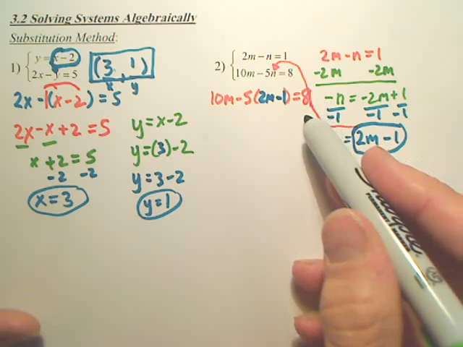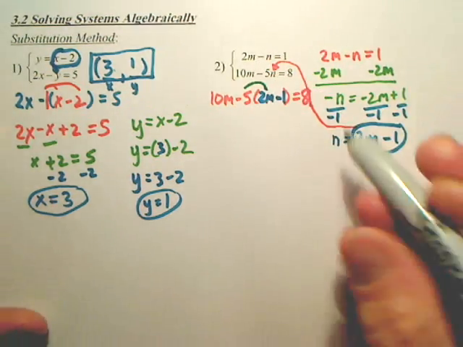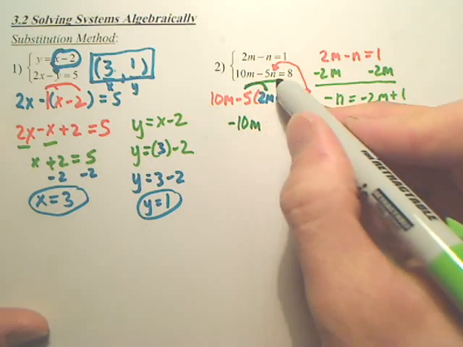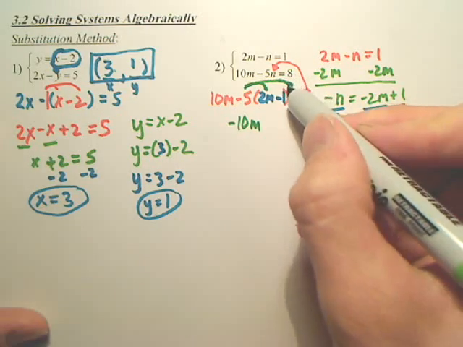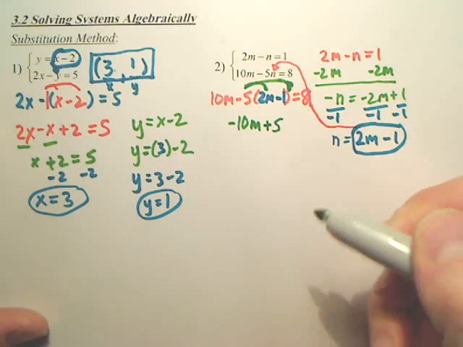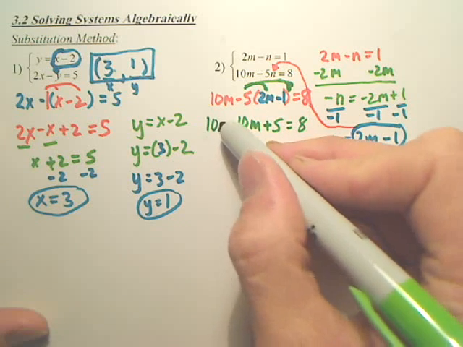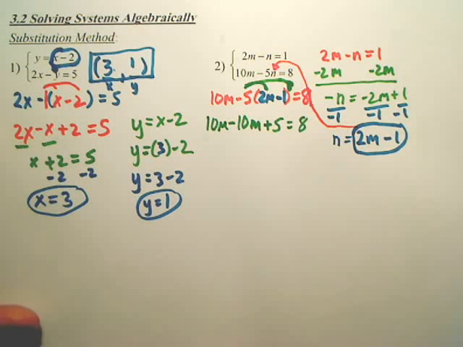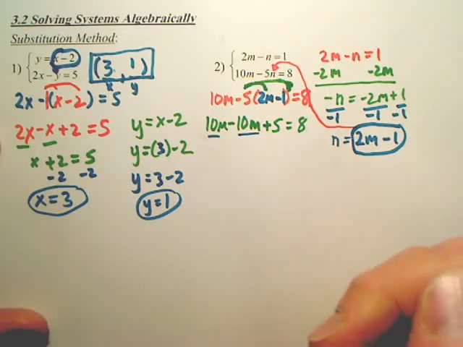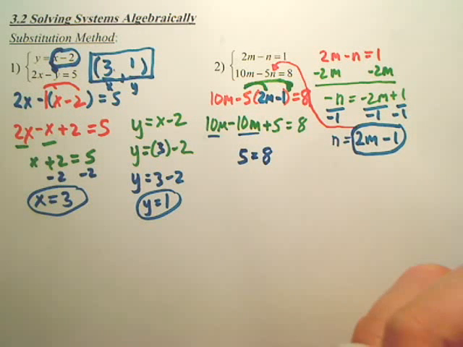Can I now solve for m? Yeah. So distribute first. That would be negative 10m. Distribute this. Oops, went a little far. Negative 5 times negative 1 is positive 5. Bring down the 8. Bring down the 10m. Do you guys see something right here? What's going to happen? M disappears. Wait a second. M disappeared.